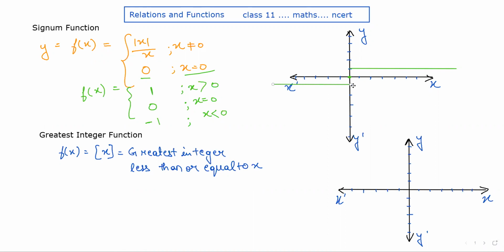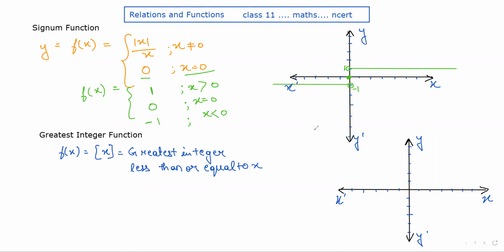Now observe that for x equal to 0, here you're getting 3 points: y equal to 0, y equal to 1, and y equal to minus 1. This is 1, this is minus 1. For x equal to 0, you should only get the value 0. We represent this by a dot, and the other two by hollow points.